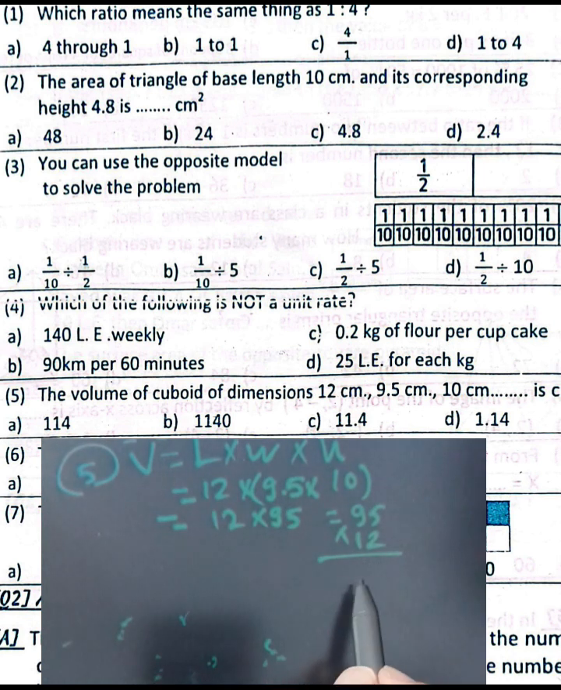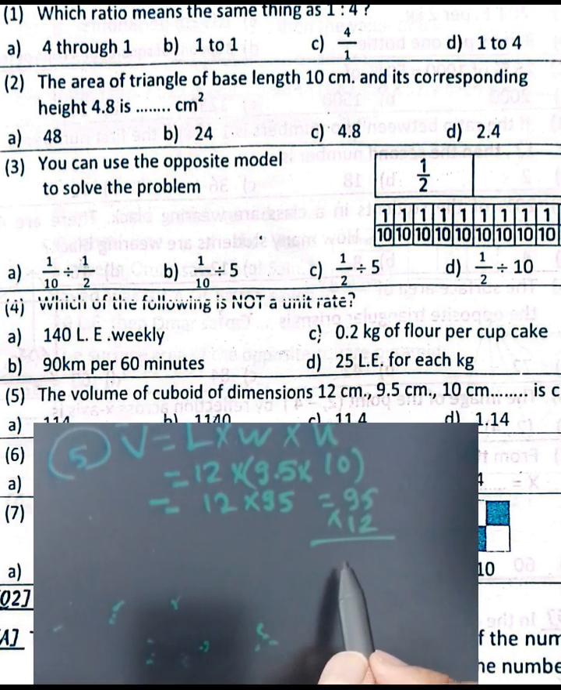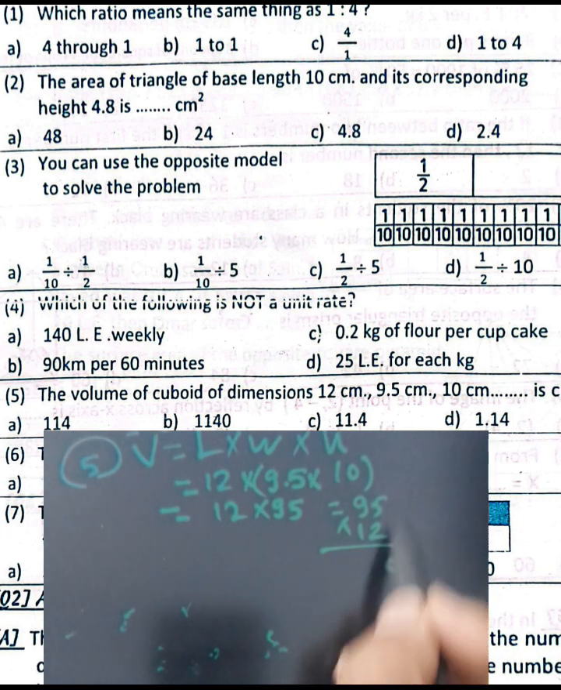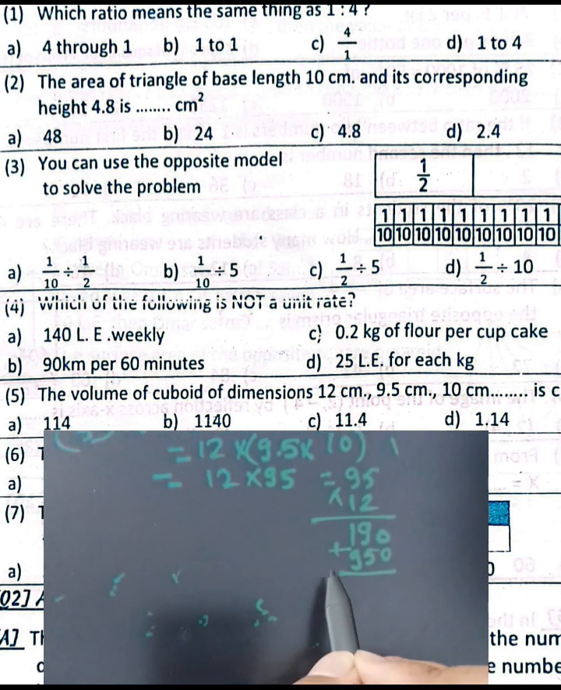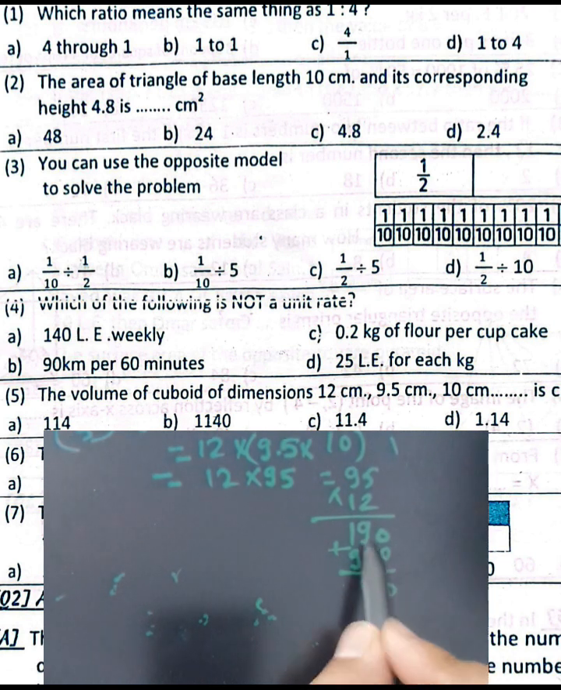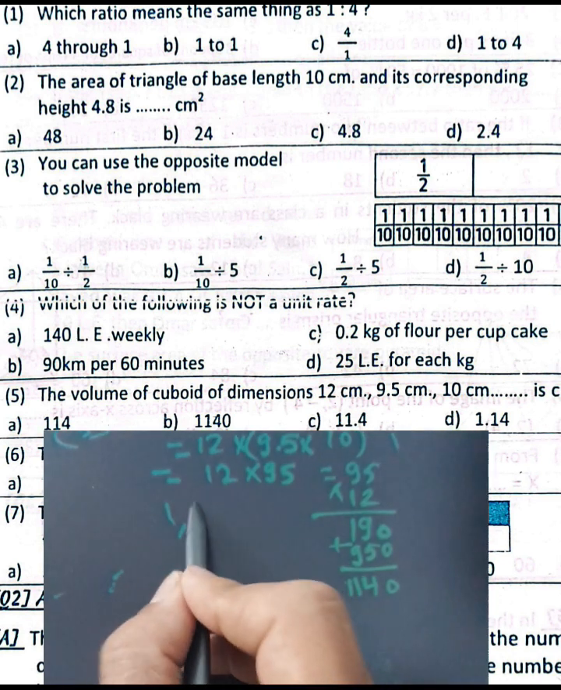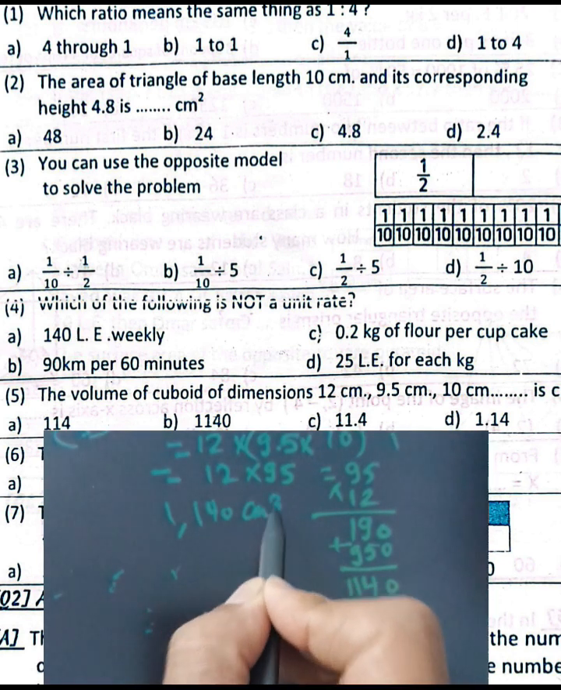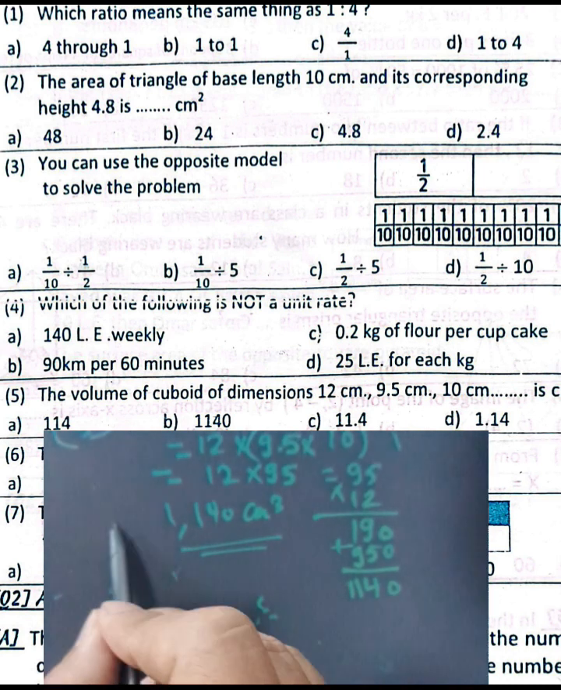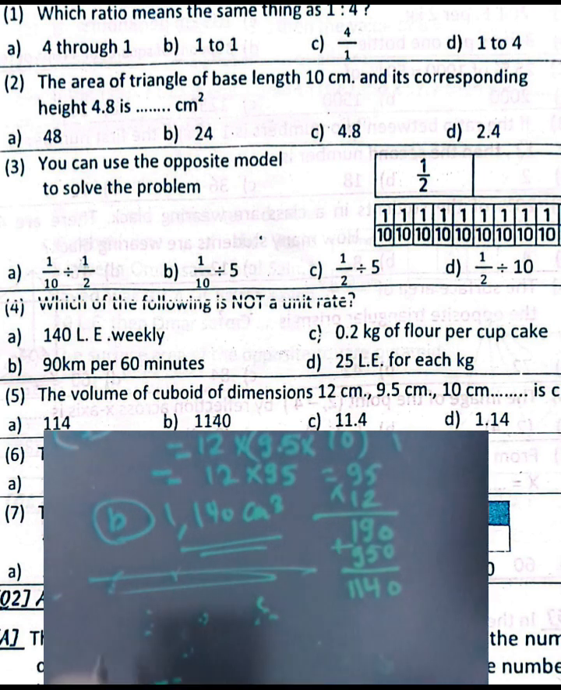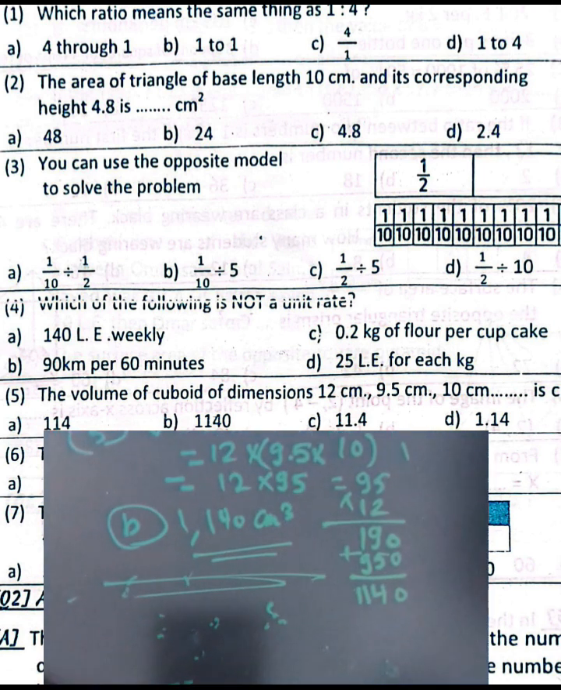2 times 5 equals 10, write 0 and carry 1. 2 times 9 is 18 plus 1 equals 19. Then plus, and write 0. 1 times 95 equals 95, and then you can add the results. Write 0. 9 plus 5 equals 14, write 4 and carry 1. 2 plus 9 equals 11. Then the result will be 1140 cubic centimeters. Choose letter B about this example. Okay, the answer will be letter B.